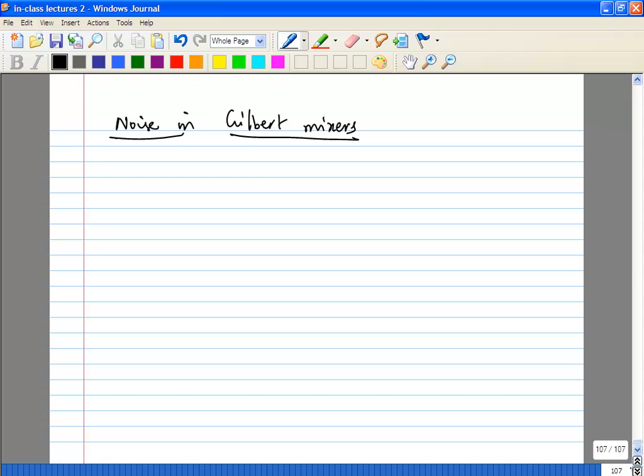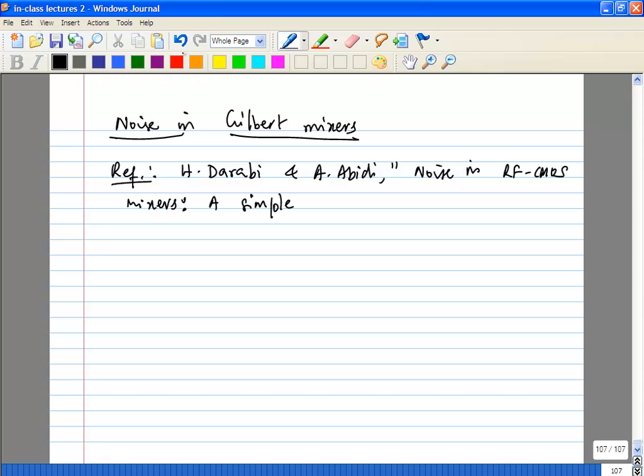I'll give you the reference paper for this. There is a very good paper in 2000 by Hooman Darabi and Asad Abidi at UCLA. It's called Noise in RF CMOS Mixers: A Simple Physical Model.